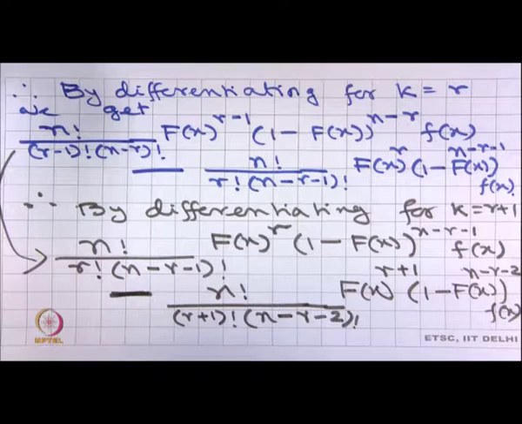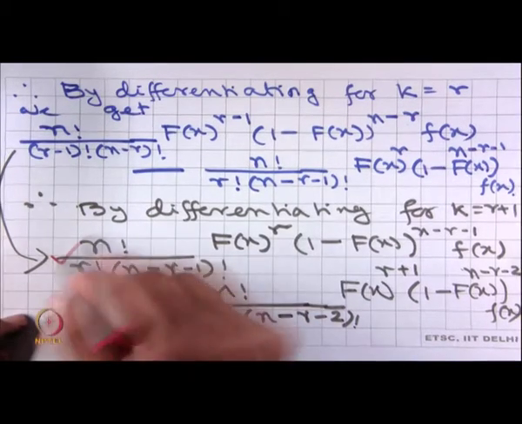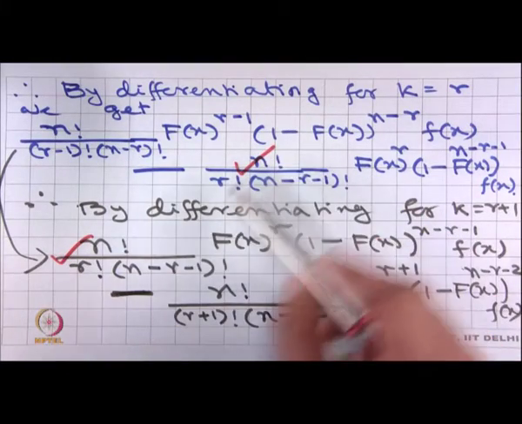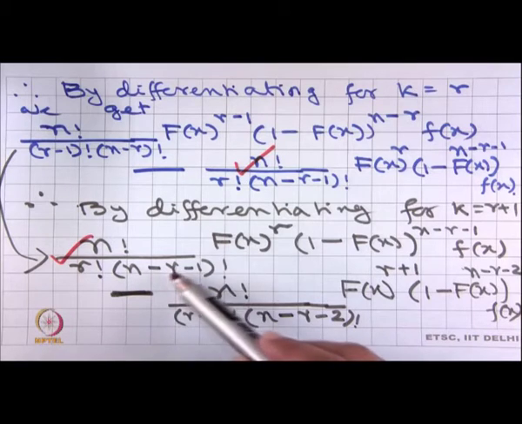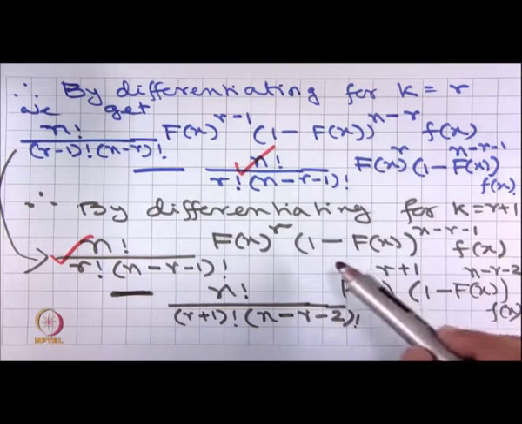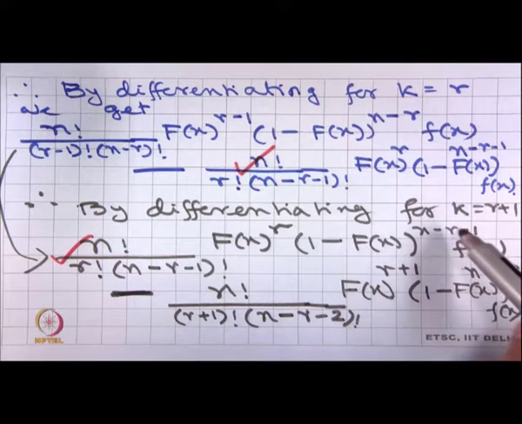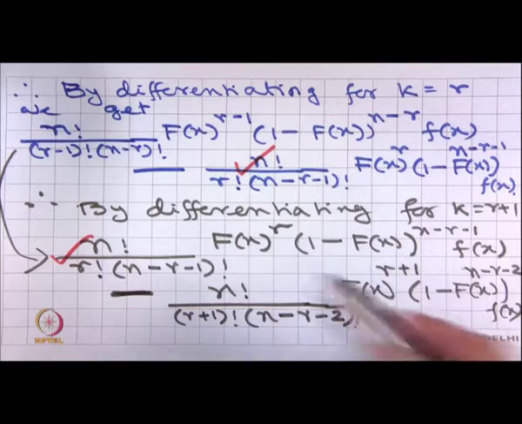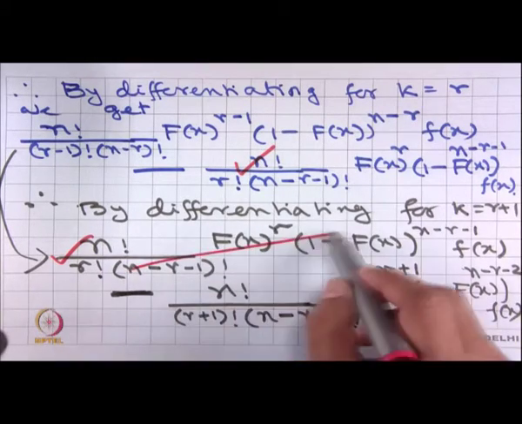Now, there is an interesting thing that happened. If you consider this term and this term, they are the same, n factorial upon r factorial into n minus r minus 1 factorial, f(x) to the power r, (1 minus f(x)) to the power n minus r minus 1 into small f'(x). So, they cancel with each other.